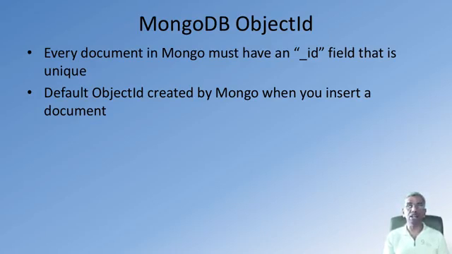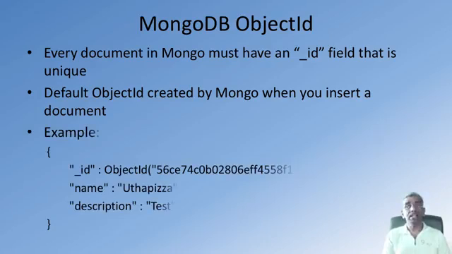So the object ID itself is a structured piece of information that is stored as the ID of the document. As an example, the ID field that is automatically assigned by Mongo, in case you don't specify an ID field, contains the object ID in the form of a long string. Now, this string has a specific format which enables it to store a number of pieces of information within the object ID. Let's look at the structure of the object ID itself in the next slide.